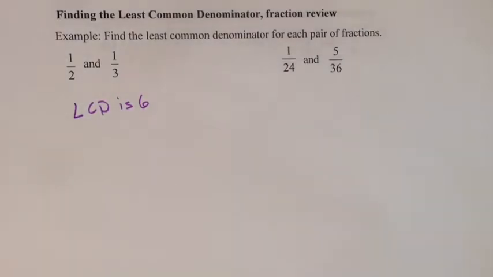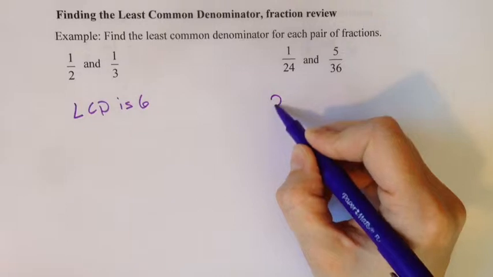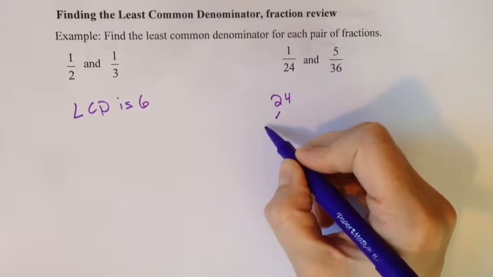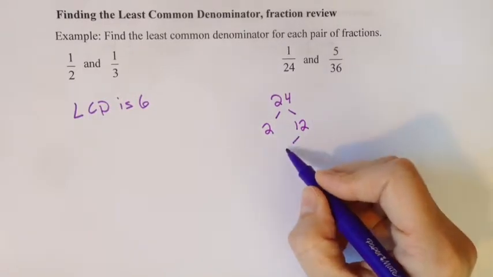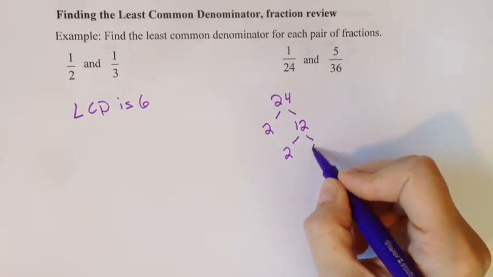My second example is 1/24 and 5/36. This time we're looking for a number that both 24 and 36 will go into. These numbers are a little bigger, and it may not be immediately obvious what the least common denominator should be. This is when we employ a factor tree. I'm going to factor both 24 and 36 into their prime factorization. I'll start with 24. I notice that it's divisible by 2, which leaves me with a 12. 12 is also divisible by 2, leaving me with a 6.